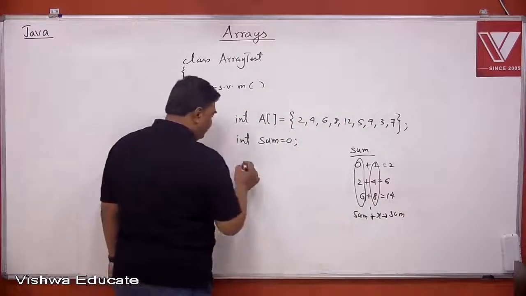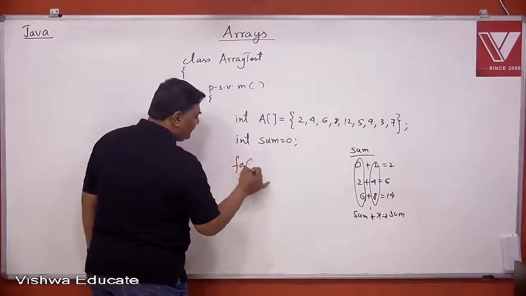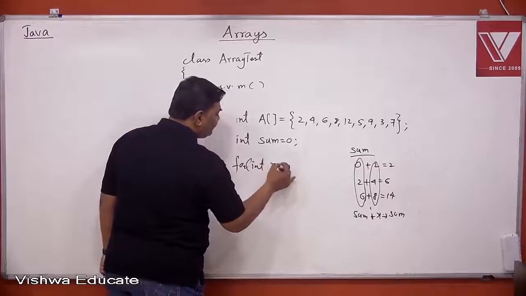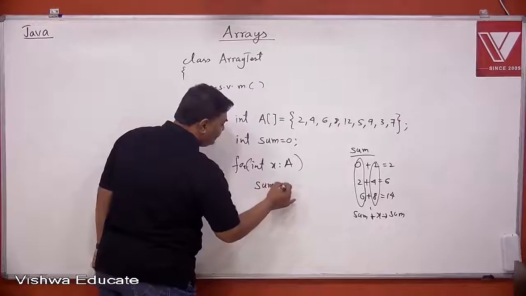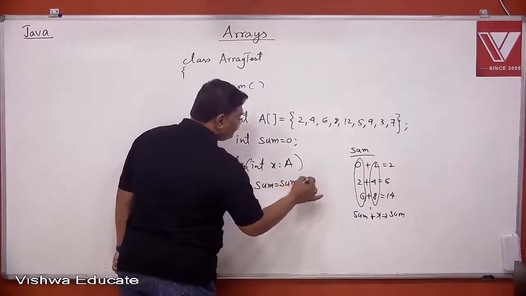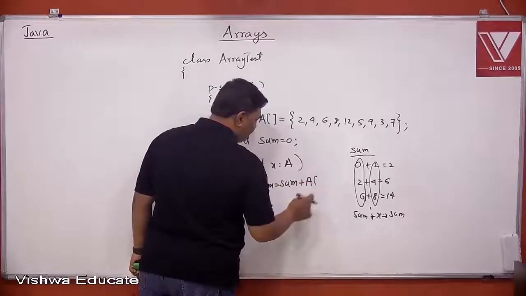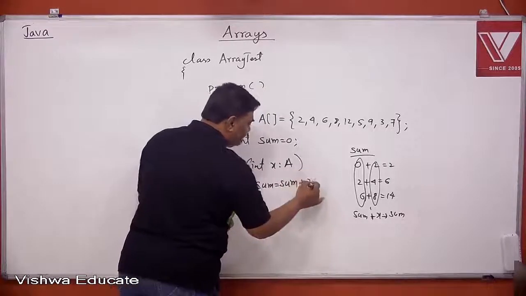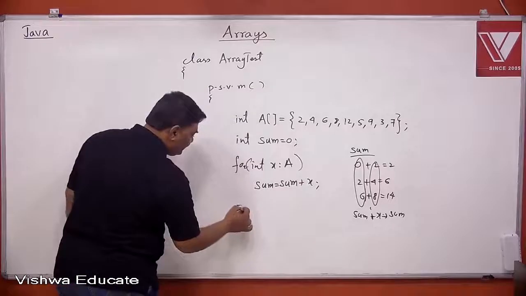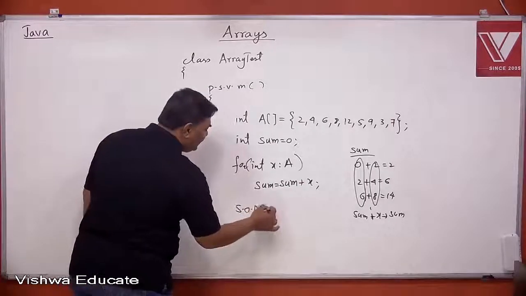That type of logic we can write using a for each loop: for int x colon a, then sum assign sum plus x. Sorry, not a of, I have to take x because I'm using a for each loop. Then system.out.println of sum.